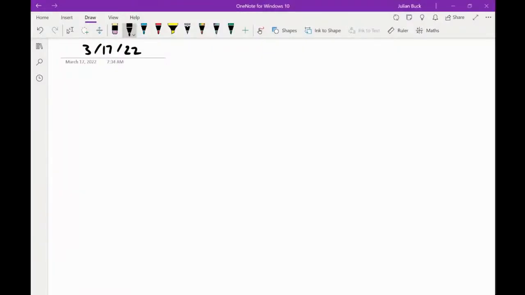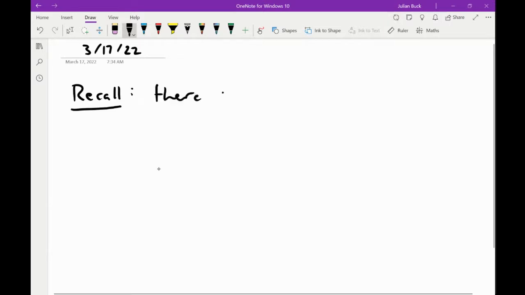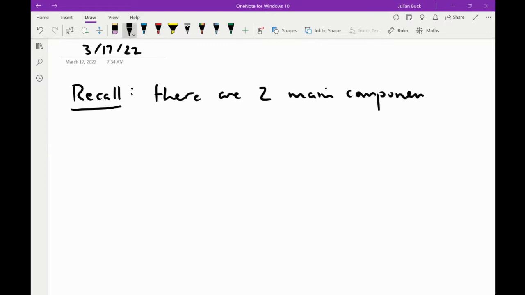Okay, so we're going to pick up rather where we left off last time. And just a quick recall from what we were discussing towards the end of our last class: there are two main components of neural network architecture.